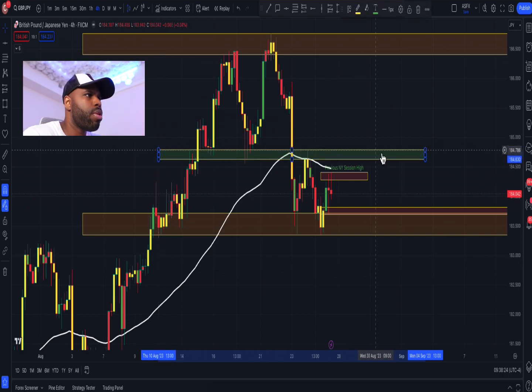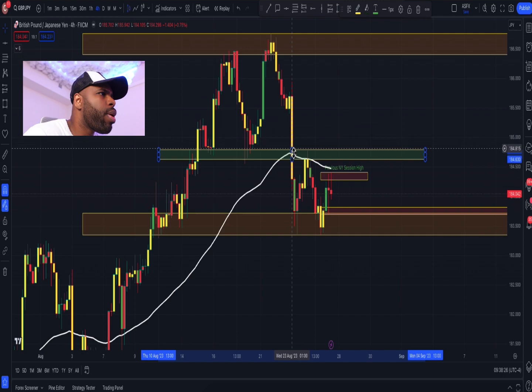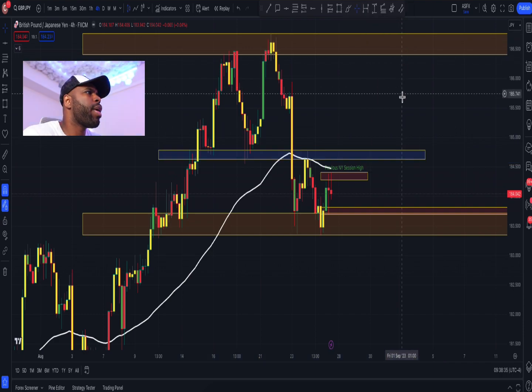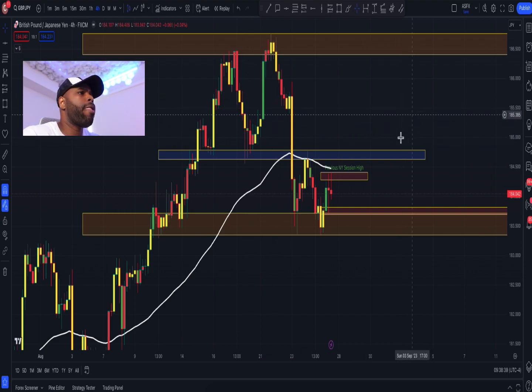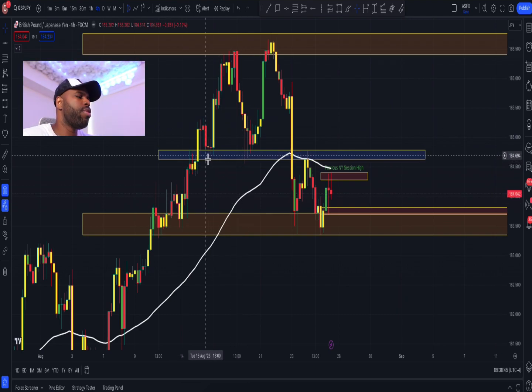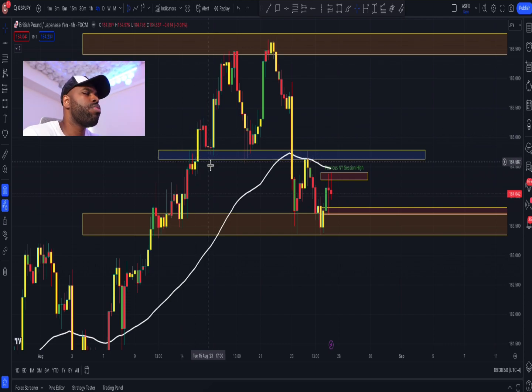And then the way I draw my random zones, I color it blue. I make it blue. I mean, like I said, you can have whatever color you want. It's up to you. It's your preference. But I have my blue zones as random. Okay. This also gives me more areas and more zones to look out for when price reaches these areas.